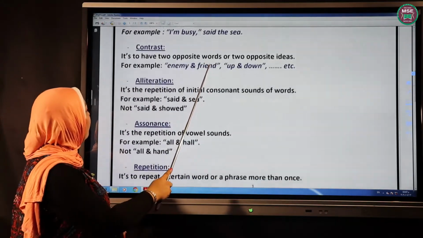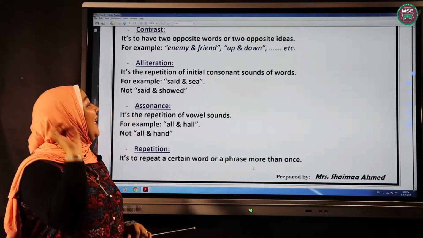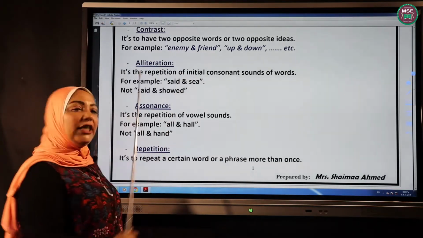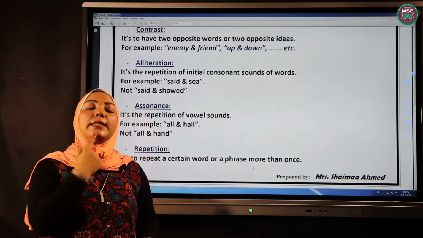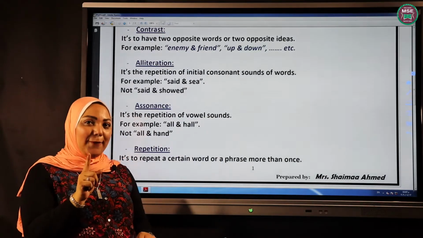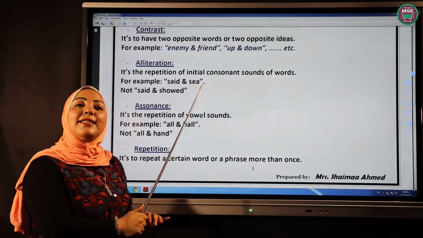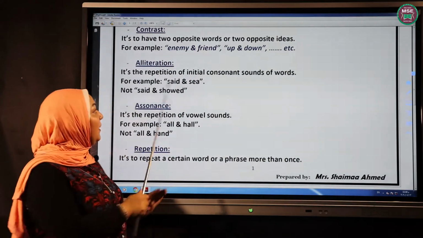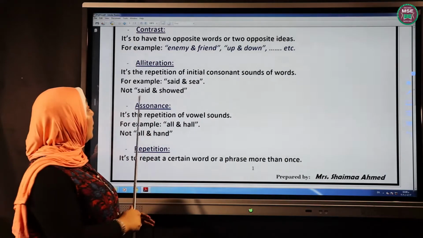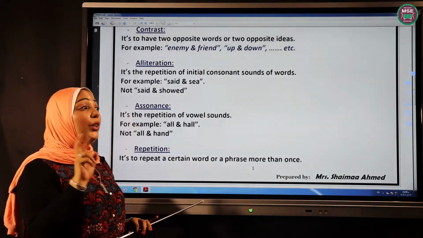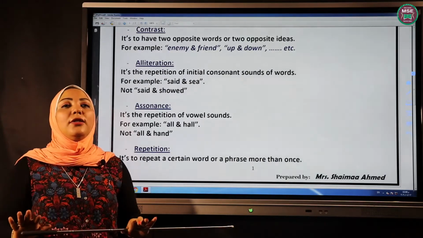Okay. Another figure of speech, which is alliteration. What's alliteration? It's the repetition of initial consonant sounds. What does it mean by initial? It means the beginning. So when you have two words in the same line that begin with the same sound, and bear in mind that it's sound, not letter, okay? And this sound is consonant, it's not a vowel. Look at this example. Said and see. You have the sound s repeated at the beginning of these two words, said and see. So this is what we call alliteration. But look at this, said and showed. Although these two words begin with the same letter, they do not have the same sound. So this is not alliteration.